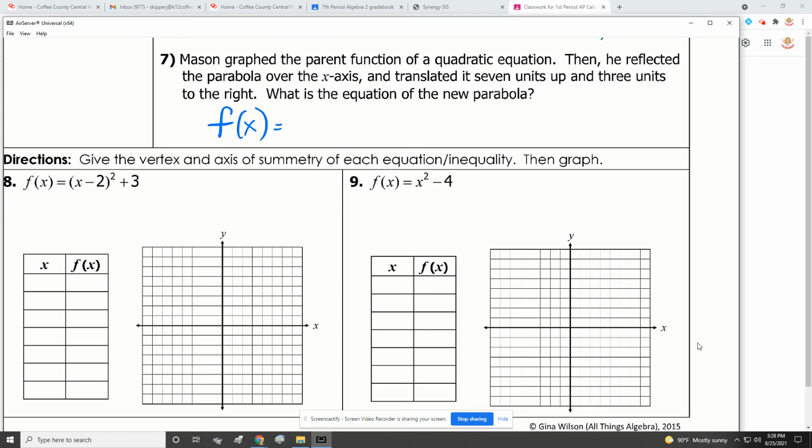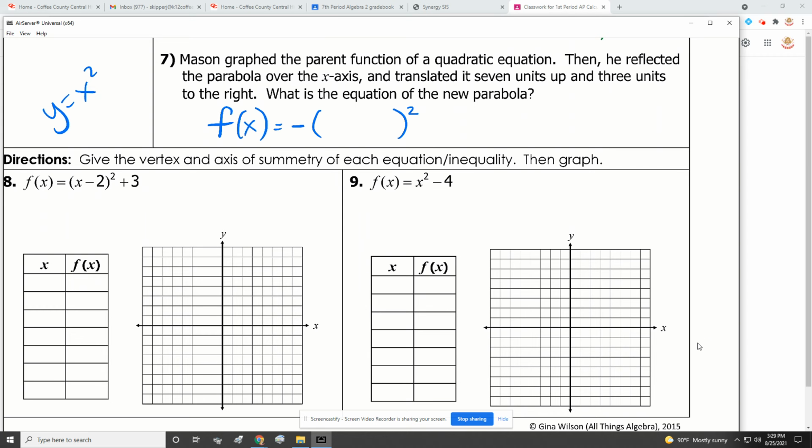So it takes the parent function, the quadratic function y equals x squared, and we're going to reflect it over the x-axis. So I automatically know I'm going to have a negative right after the equal sign. And we're going to shift up 7 and 3 to the right. Because I'm shifting to the right, I know I'm going to have parentheses.